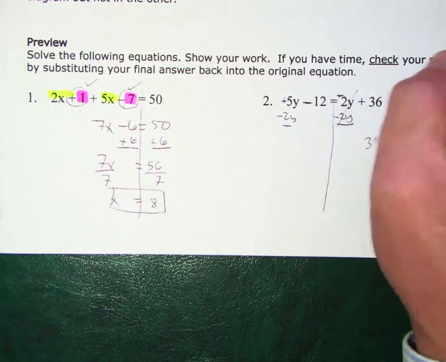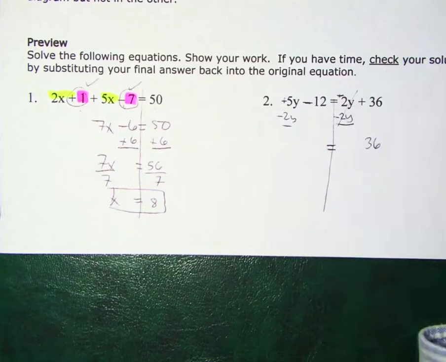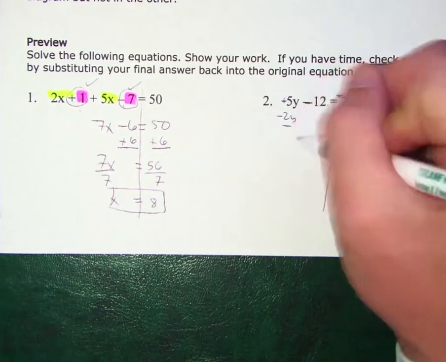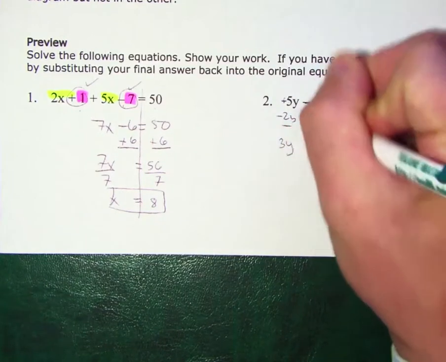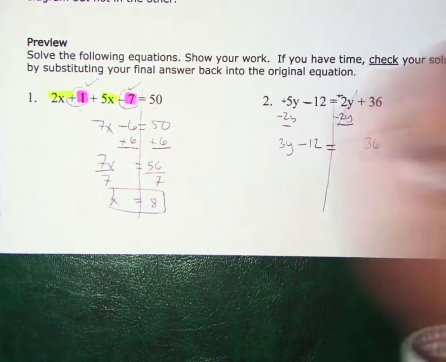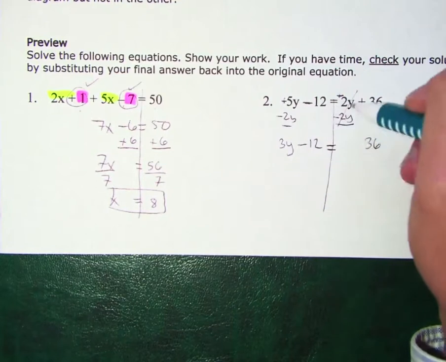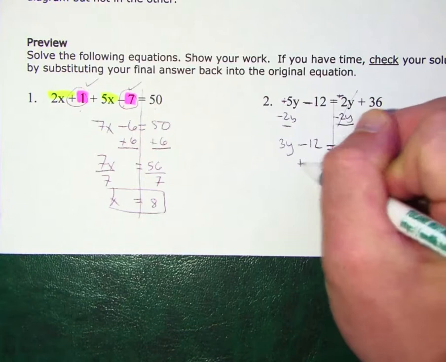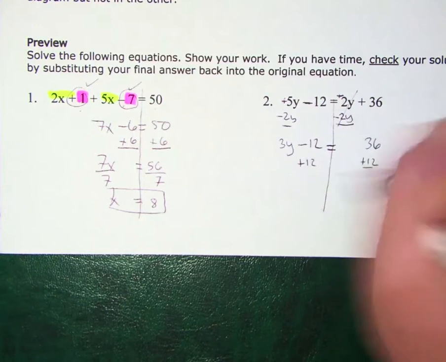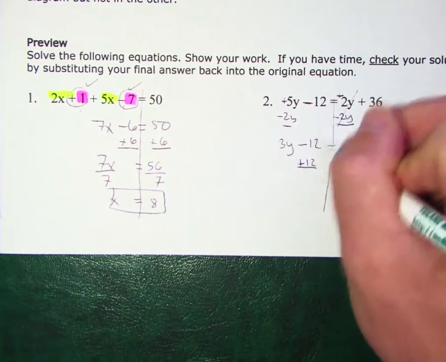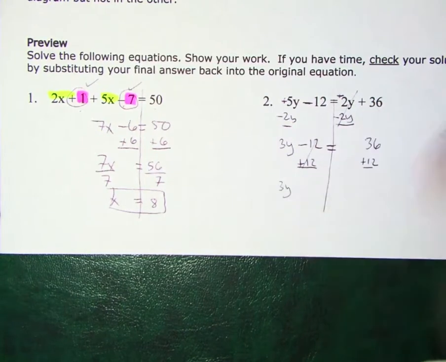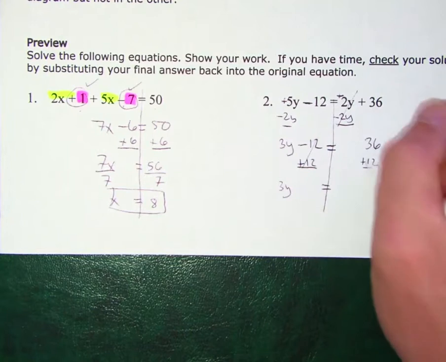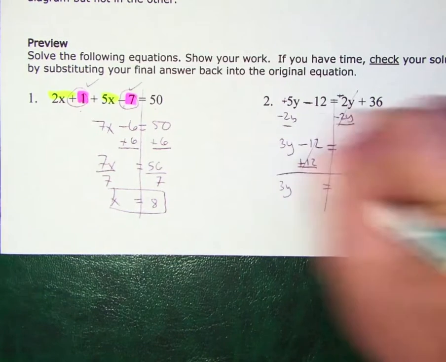It leaves just 36. And here, 5y's minus 2y's is 3y's. Look how I line everything up. Minus 2. And I like to leave this whole, because it told me there was something there. And now I'm going to add 12 to both sides. It undoes the minus 12. And this gives you 48.